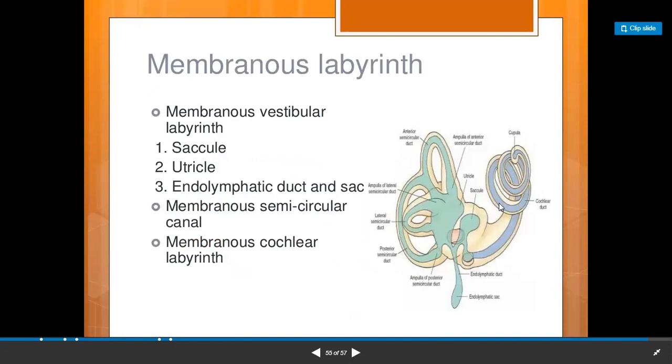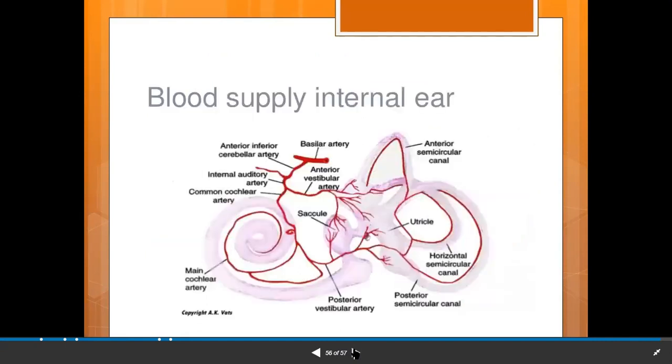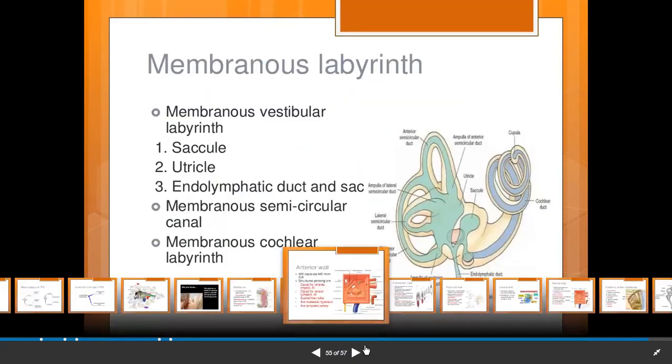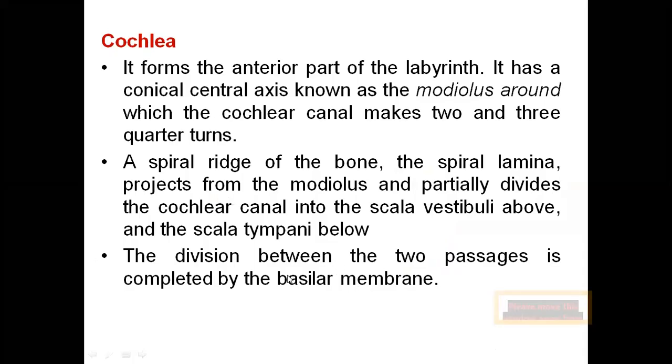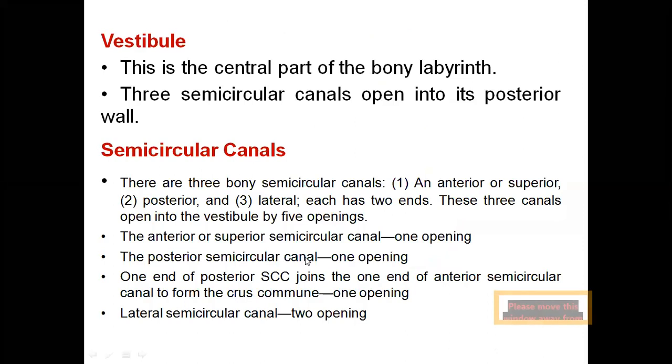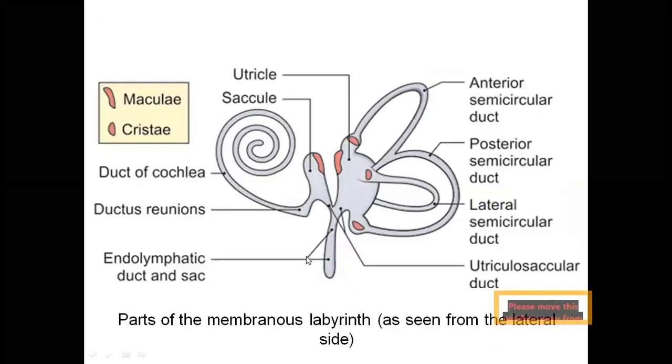So the membranous labyrinth, in the middle you can see there is the saccule, utricle, there is one endolymphatic duct, endolymphatic sac, membranous semicircular canals, and the membranous cochlear labyrinth. We have a few more pictures showing us the bony shell. There is the bony labyrinth inside which we have the membranous labyrinth, right? So this is the membranous labyrinth.